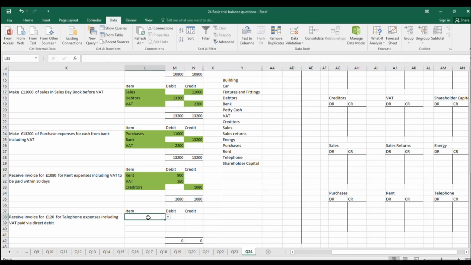Receive an invoice for telephone expenses, including VAT, and it's paid via direct debit. So okay, paid via direct debit, it's saying it's coming out of your bank account.